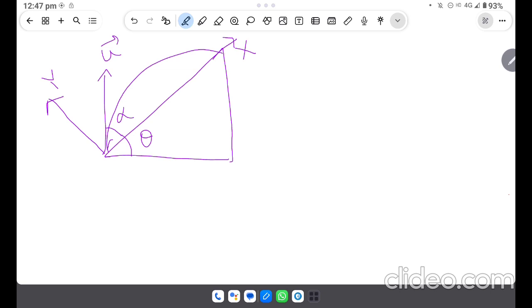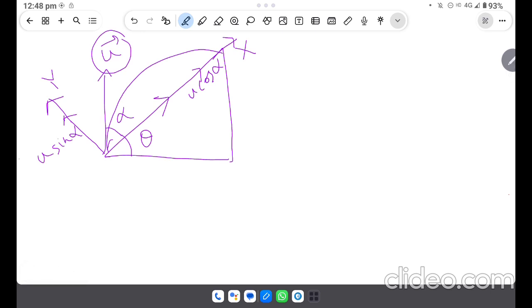So just like the previous case in the angular projectile motion, we are going to split the initial velocity u along the x component and the y component also. How are we going to do it? Along this direction, we will say the component is u cos alpha, right? u cos alpha along the x direction, and this direction is u sin alpha.